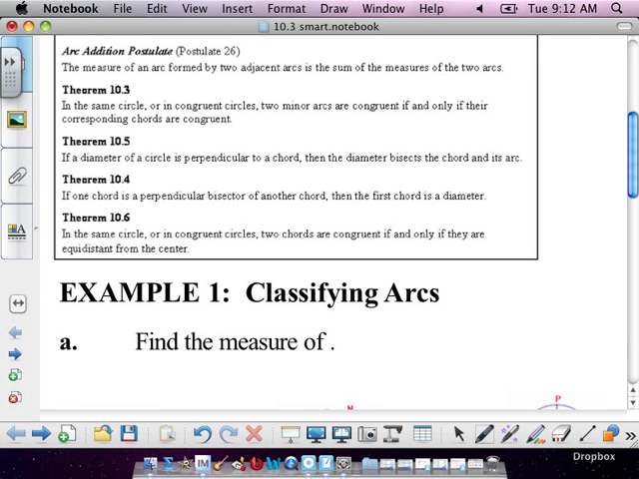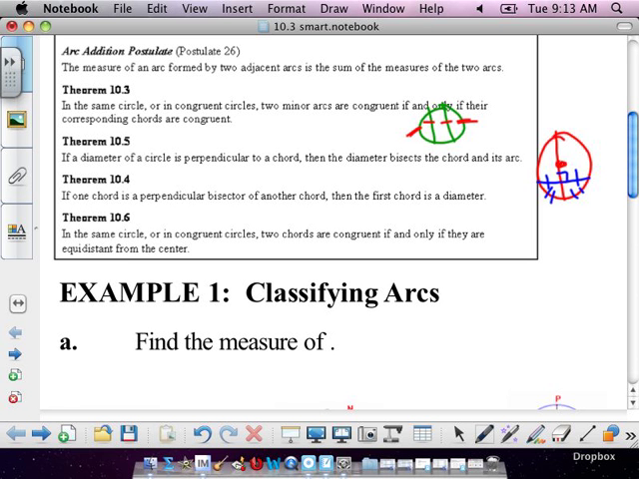Okay, we're looking at 10.3. In the same circle or in congruent circles, two minor arcs are congruent if and only if their corresponding chords are congruent. So if these two chords are congruent, these two arcs are congruent. Okay. If a diameter of a circle, here's the diameter because that's the center, is perpendicular to a chord, so here's a chord, then the diameter bisects the chord and bisects its arc.